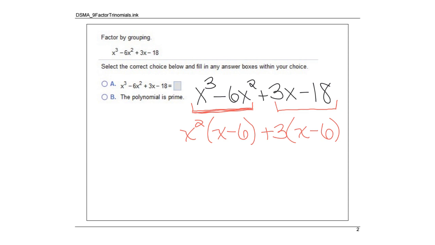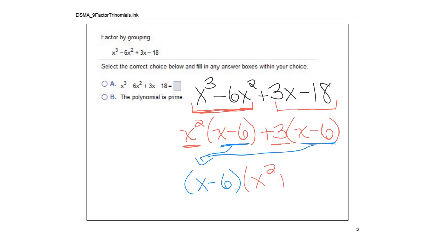So now that I've done this, this is kind of like some other problems we did, I think it was DSMA 7, where we have a binomial that is now in common to both of these. So I'm going to pull that binomial to the front, and then I'm going to grab what's left. So what's left is the x squared plus 3.